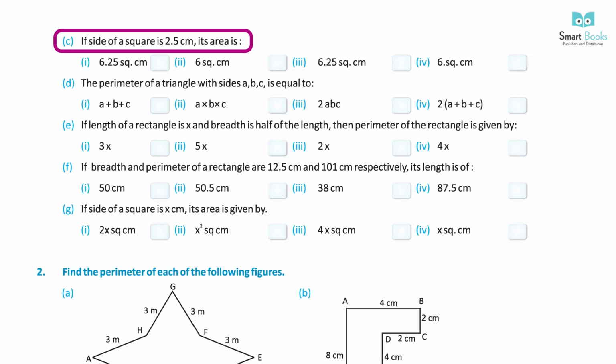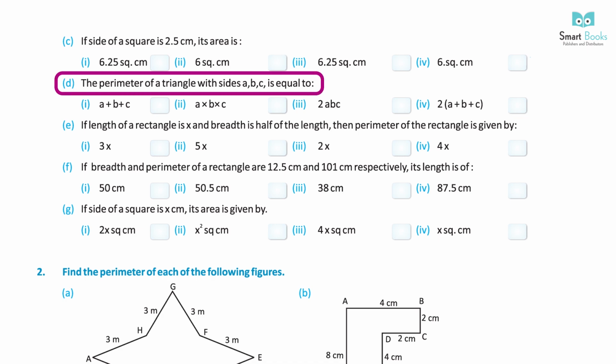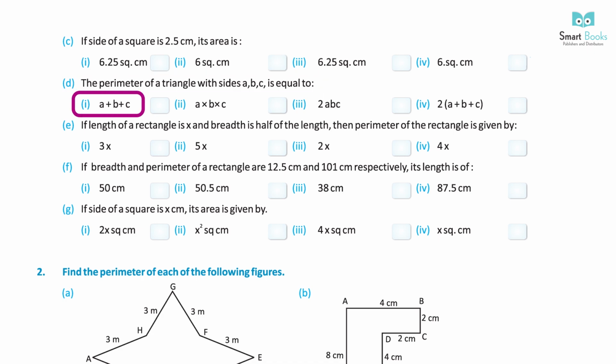C. If side of a square is 2.5 cm, its area is first 6.25 square cm, second 6 square cm, third 6.25 square cm, fourth 6 square cm. Solution: first, 6.25 square centimeter. D. The perimeter of a triangle with sides a, b, c is equal to first a plus b plus c, second a into b into c, third 2abc, fourth 2 into a plus b plus c. Solution: first, a plus b plus c.